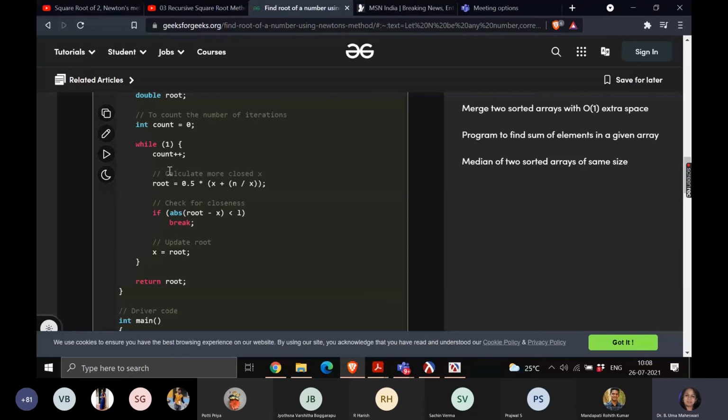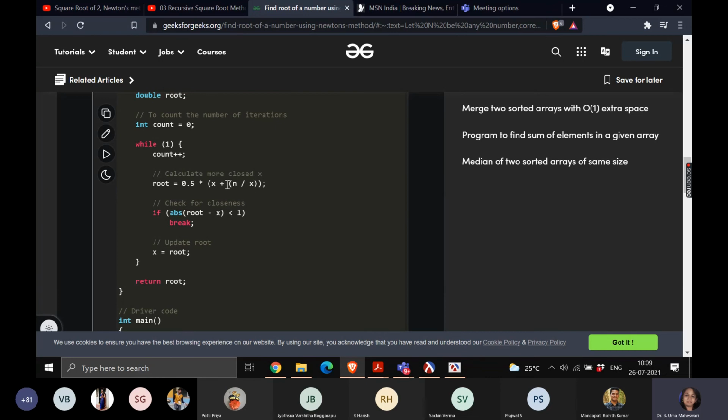Same logic, Newton's method. If you look at, there is a while loop, there is a count, and the root is 0.5 times (x plus n by x). X is nothing but a guess, and n is the given number. So the average of these is taken as the new guess, but actually we are calling it root. The final root is nothing but our guess, right? Then we also perform the same operation, that is the absolute value of root minus x is less than some number. Then break and come out. So the same Newton's logic can also be written in terms of an iterative version.